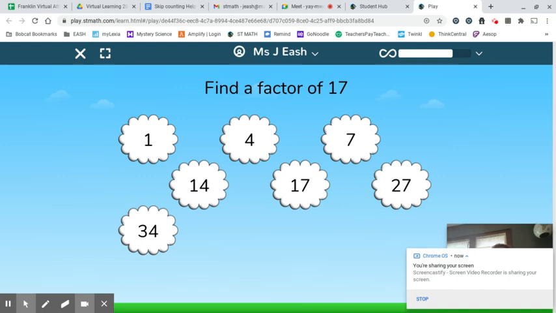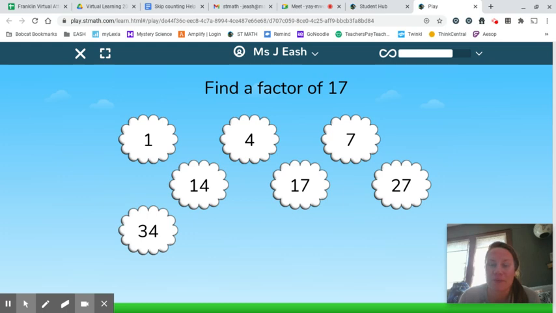Hi there. We are going to work on an ST Math level. This one is factors and multiples, and this is factor level 2, I believe. We are going to find a factor of 17. Remember, factors are two numbers that you can multiply together to get a product or your answer. So you can use your skip counting guide in your binder to help you with this as well.